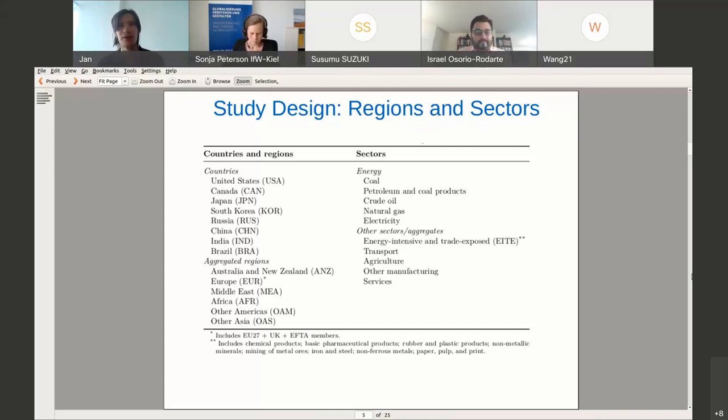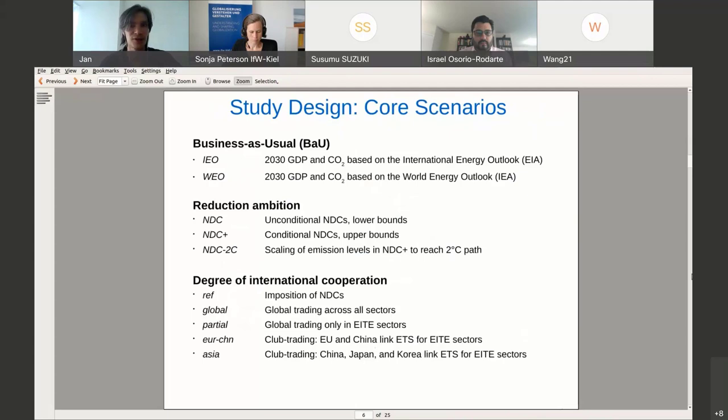And on the sectoral side, we represent all the different energy carriers in the GTAP database, that is coal, petroleum, crude oil, gas, and electricity, where coal, petroleum, and natural gas are then associated with CO2 emissions. In non-energy sectors, we represent the energy or emission-intensive and trade-exposed sectors, and also transport, agriculture, and aggregate the remaining sectors into manufacturing and service sectors. So that's the regional and sectoral aggregation.